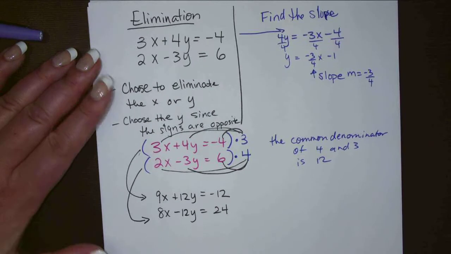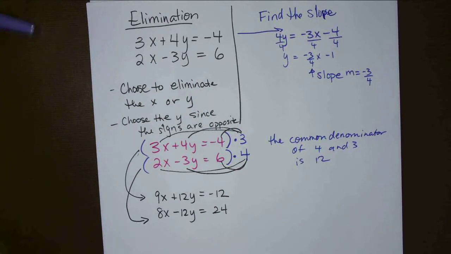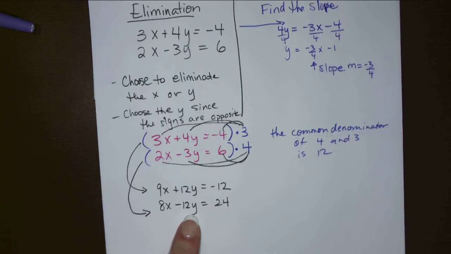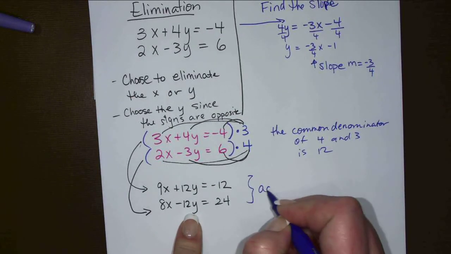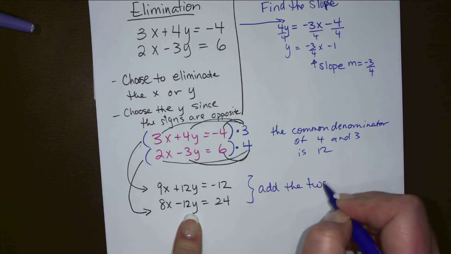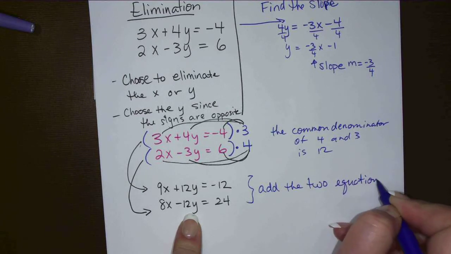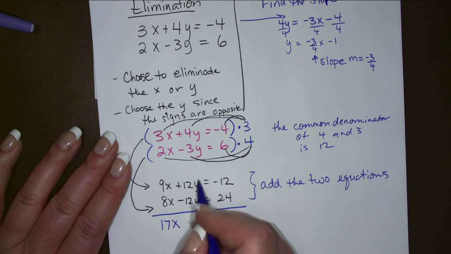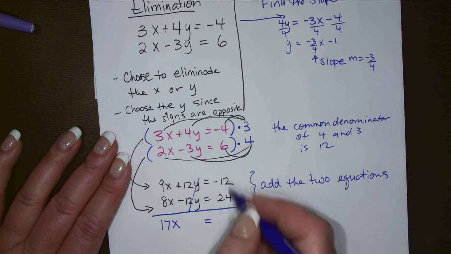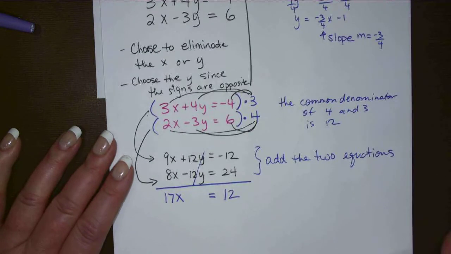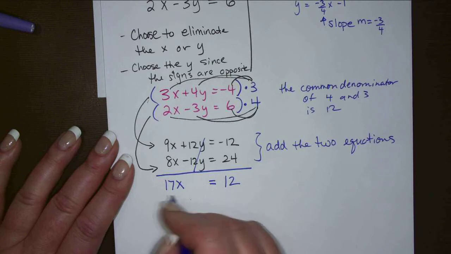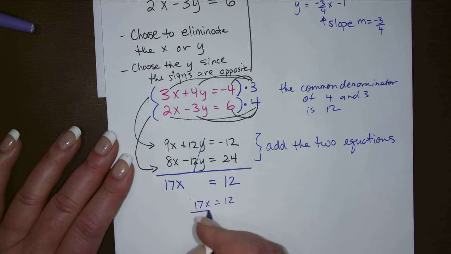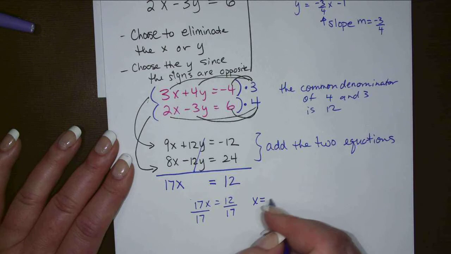So these are the same two equations, but they're now disguised. They look different, but it's going to work for us because when we add them together, the 12 is going to disappear, because it's plus 12 minus 12. So now we're going to add the two equations. 9 and 8 is 17. These disappear. Write your equal sign. Minus 12 plus 24 is 12. So we've now got a new equation, 17x equals 12. Divide both sides by 17, and we get the x value as 12 over 17.